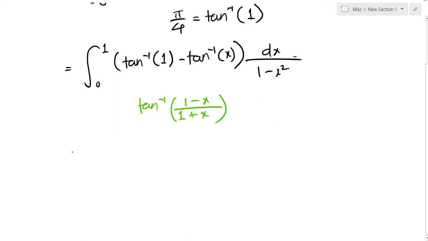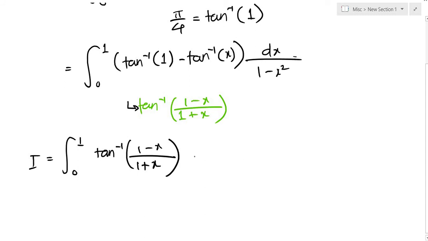So because of this powerful identity on the inverse tangents, we can actually convert our integral into the integral from 0 to 1. Then instead of this difference, we can write this. So we have the inverse tangent of 1 minus x divided by 1 plus x, and in the denominator we have 1 minus x squared and then a dx on top.